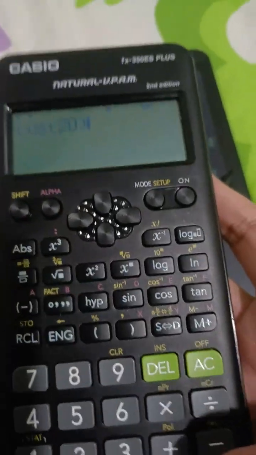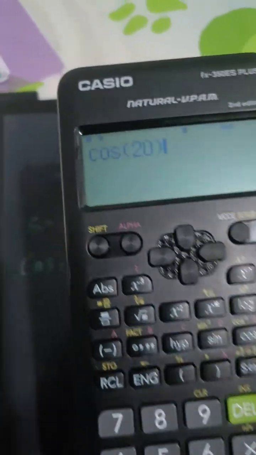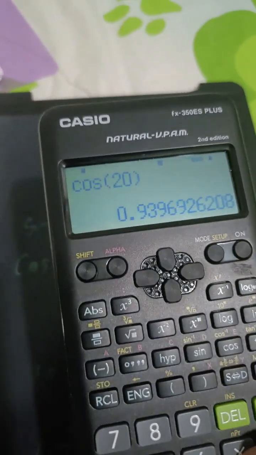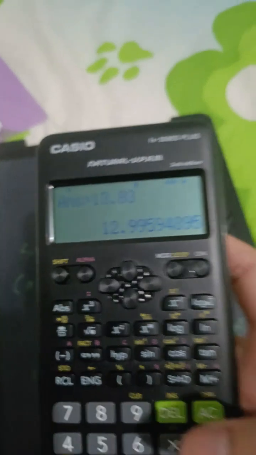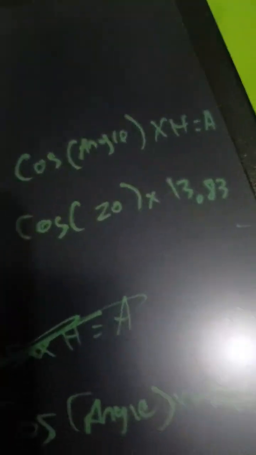Oh yeah, my calculator needs shift and equal in order to get the answer, apparently. And that is correct. 12.99, just rounded up to 13. You might say, well, that's kind of far away. Remember, we're only taking 2 decimal places for this one. Not a complete 500, because that's going to be too long to write.